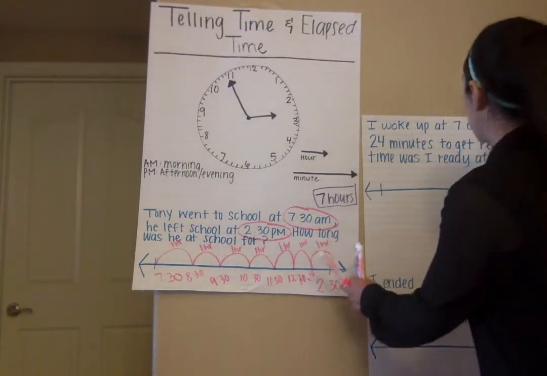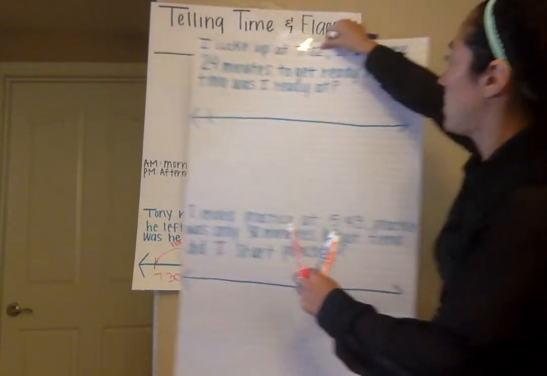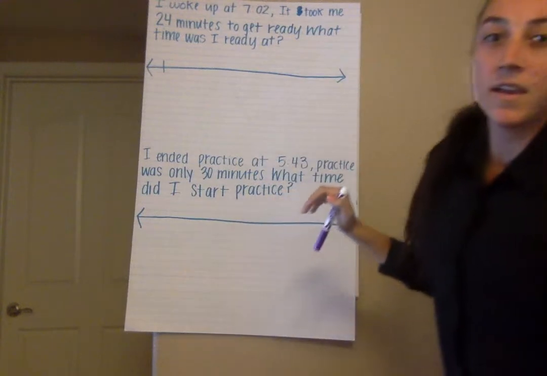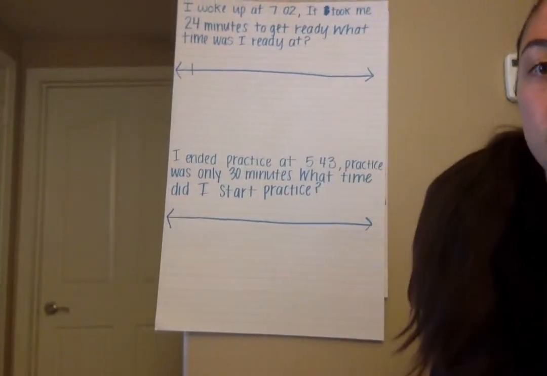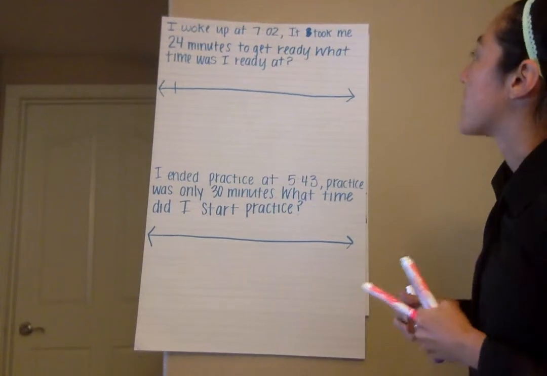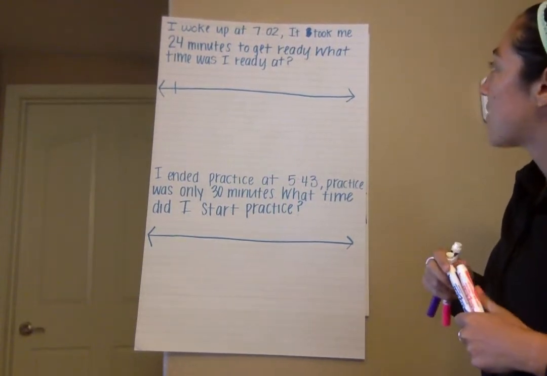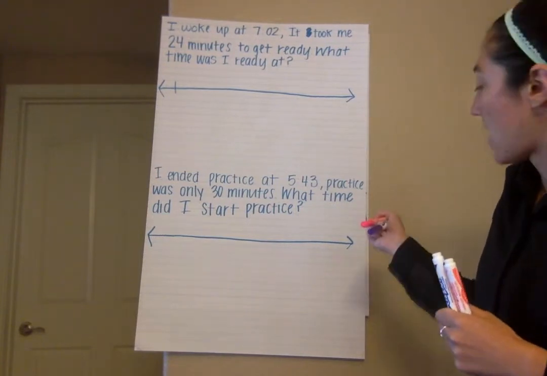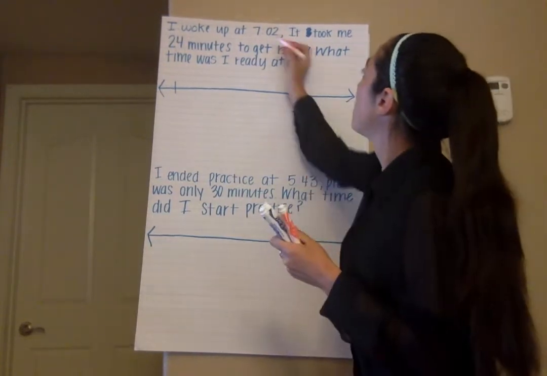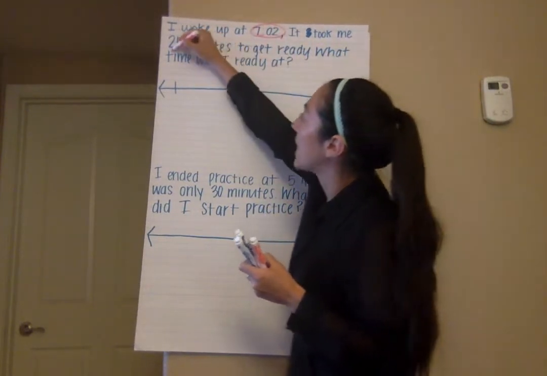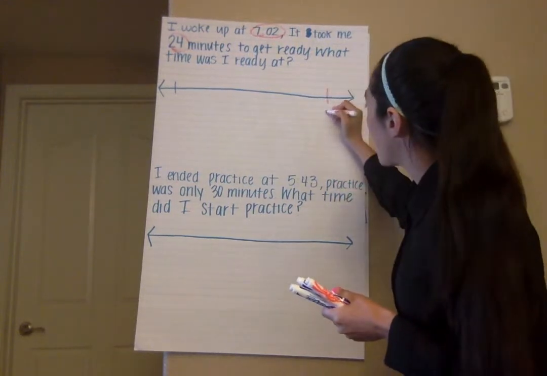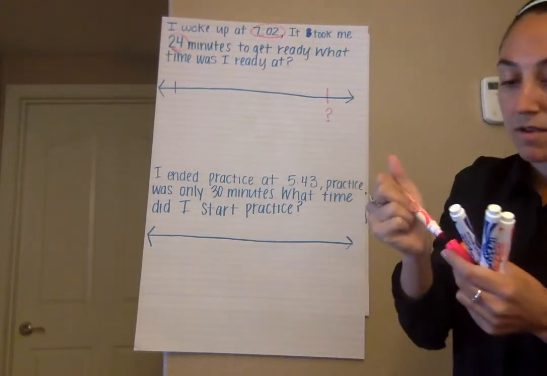So I am just going to move this one here so you can see it better. And then I'm going to put this up. Okay, so this one says, I woke up at 7:02. It took me 24 minutes to get ready. What time was I ready at? So you have a start time. You have an elapsed time this time, but we do not have an end time. So my end time is what I'm trying to figure out in this problem. Your start time, though, is going to be 7:02.